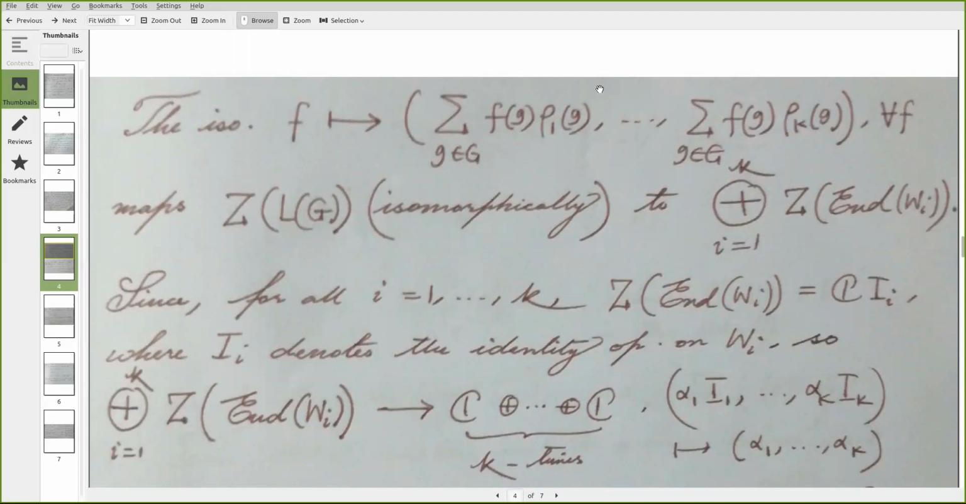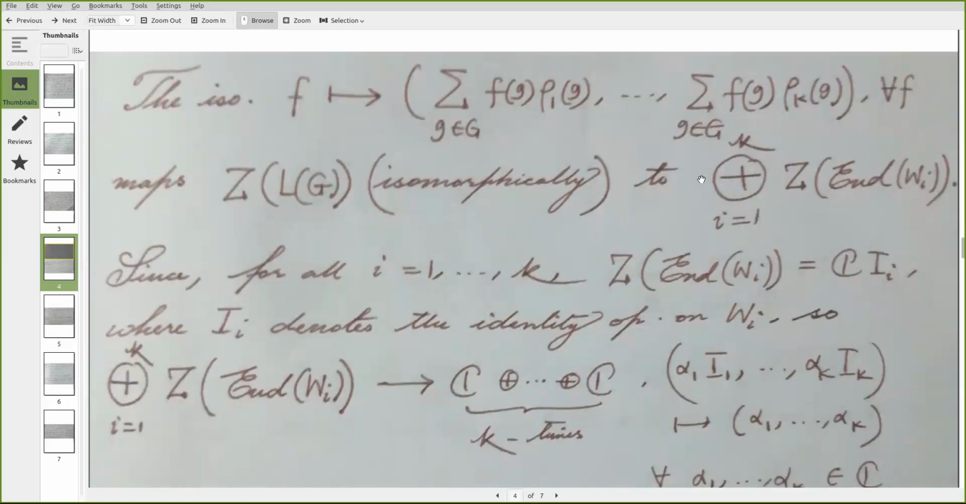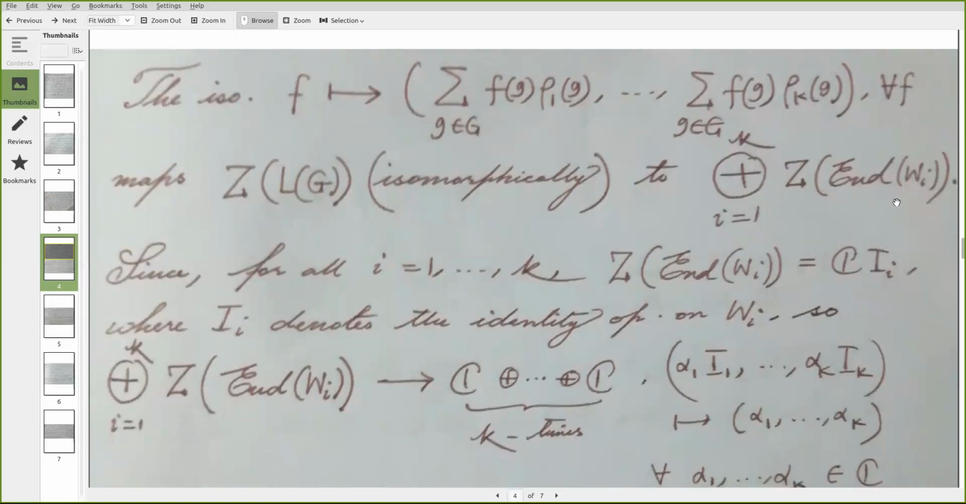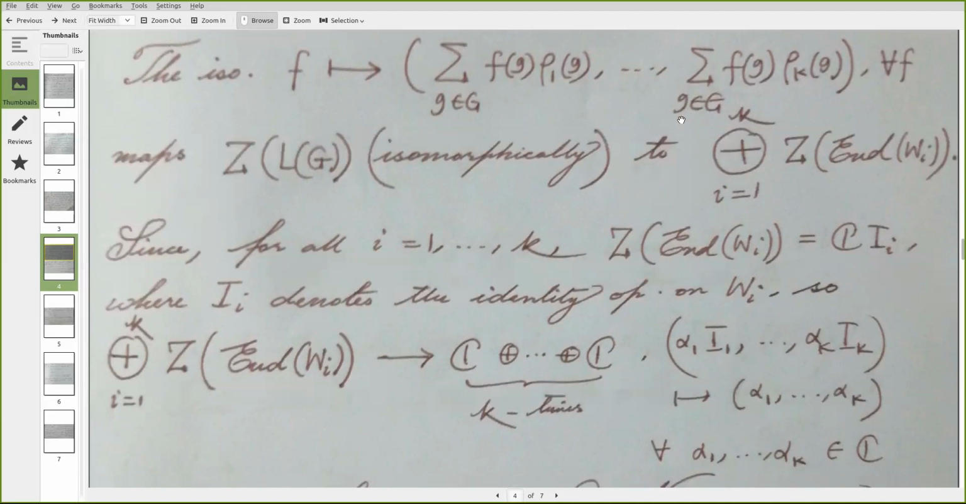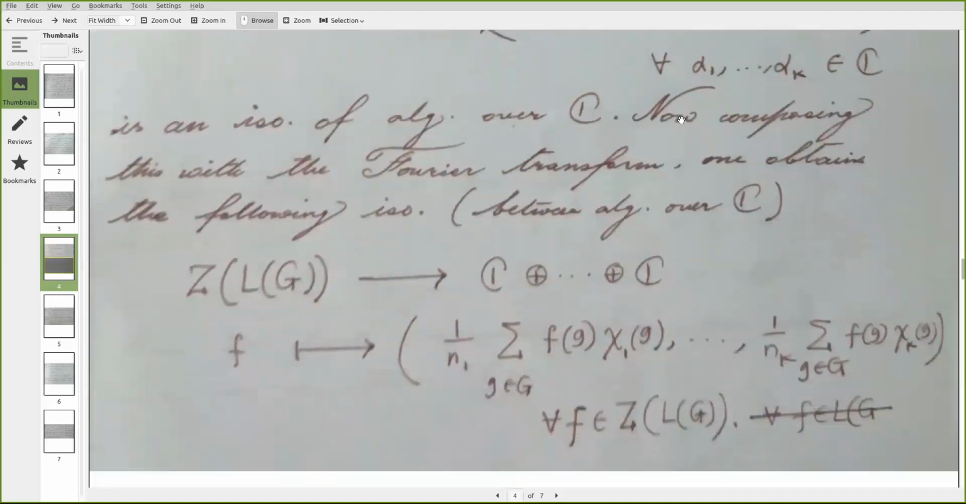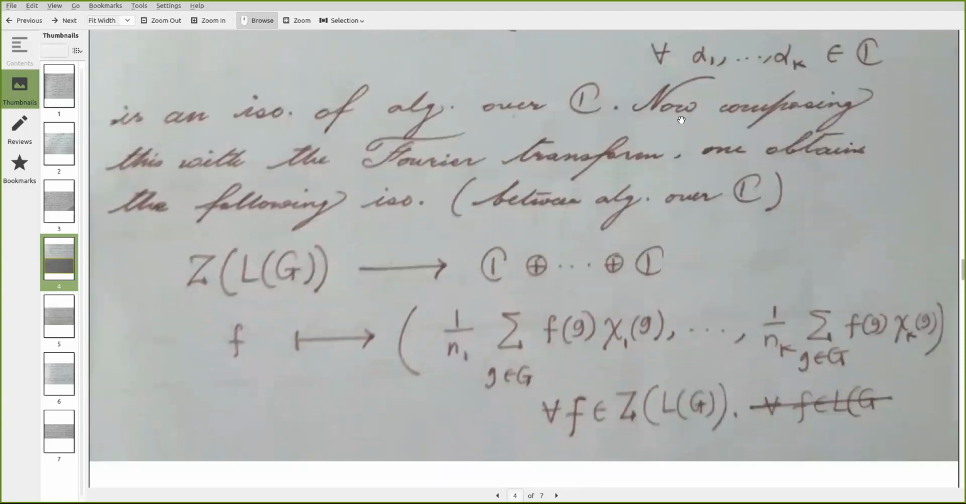each operator here is an operator on the corresponding vector space Wi. So each operator is being mapped to a scalar. Since we know that it's a scalar multiple of identity, we map it to the corresponding scalar, and the scalar will be just 1 by the dimension times the trace. This is precisely what we have.